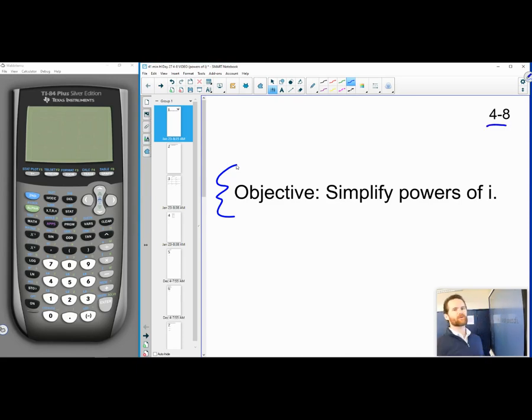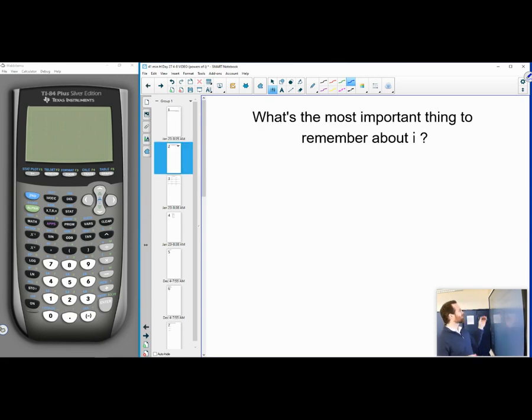Still working in chapter 4, section 8, moving along in this final section of the chapter. Now we're dealing with what we're calling powers of I. But before we get into what that actually means, what it looks like, let's bring the information from yesterday's video, the last video rather, back to the front of our brain.